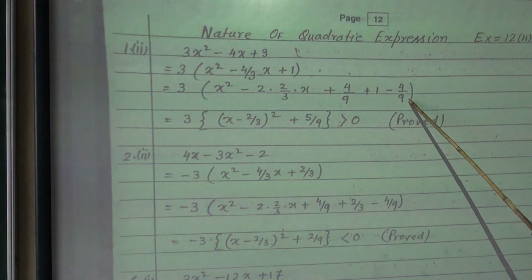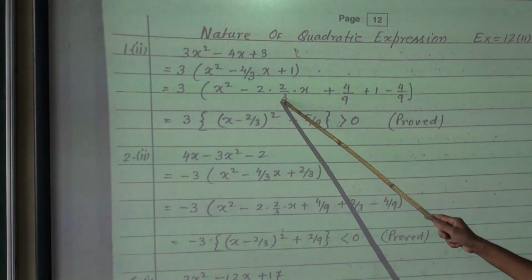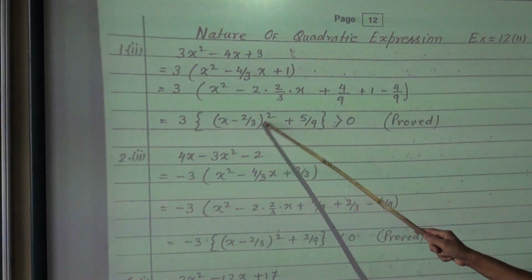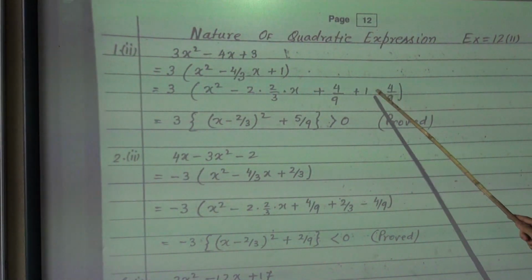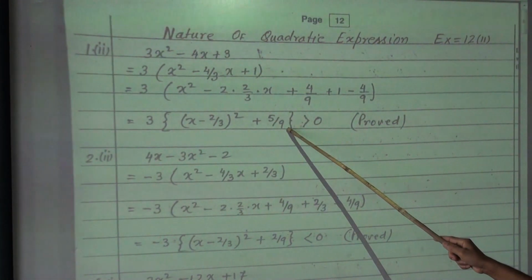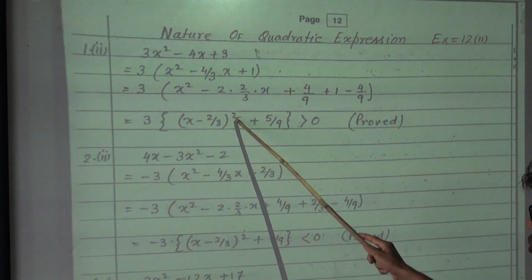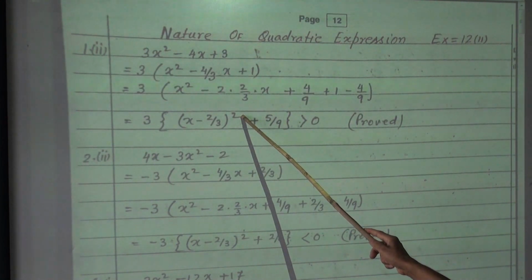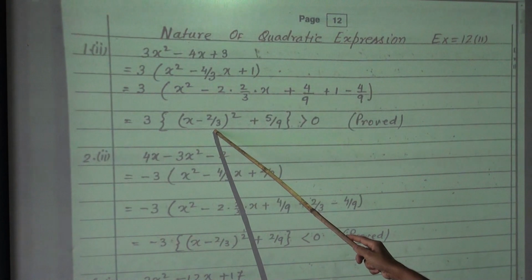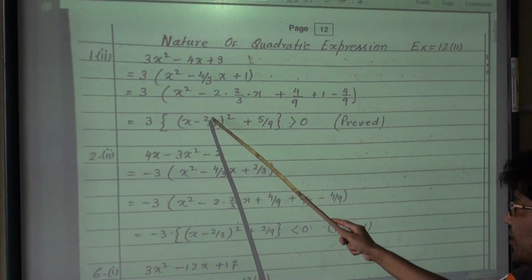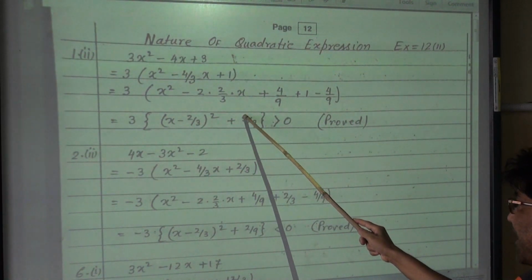And to balance it I am subtracting 4 by 9 here. Plus 1 was there, I have written. Now these terms together are x minus 2 by 3 whole square. And in this part, if you take LCM, 9 minus 4 is 5, so 5 by 9 is here. Now see, this square quantity is always positive and its minimum value will be 0. If x is 2 by 3, 2 by 3 minus 2 by 3 will be 0. So if this part is not 0, then it is always a positive quantity, plus 5 by 9.